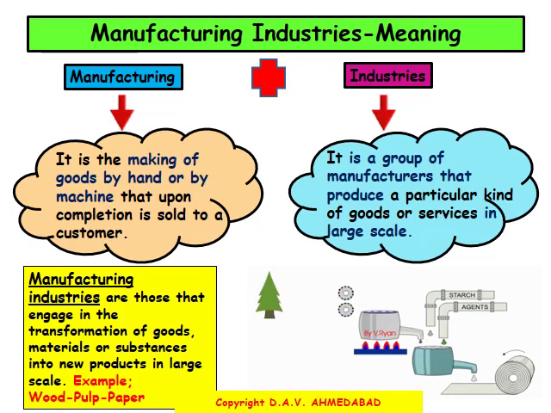And together, manufacturing industries are those that are engaged in the transformation of goods, materials or substances into new products in large scale. For example, wood is turned into pulp and then paper is made out of the pulp extracted from the wood. As you can see in the image on the side, it is given there.